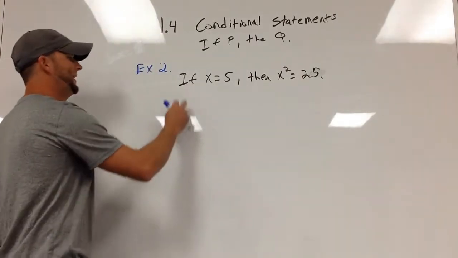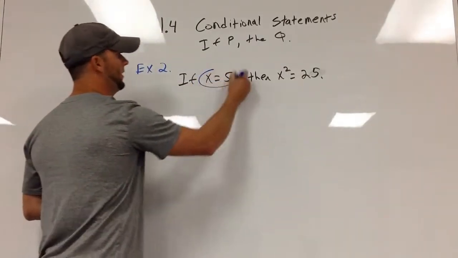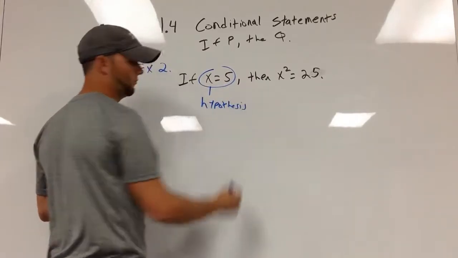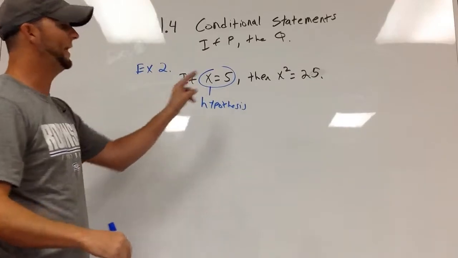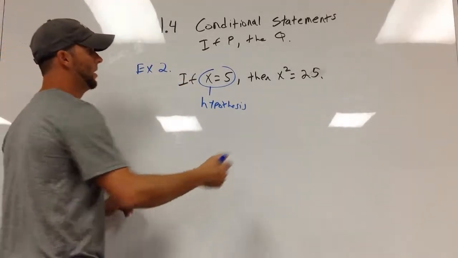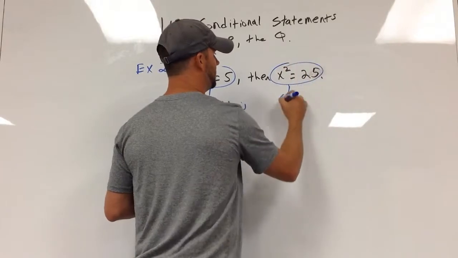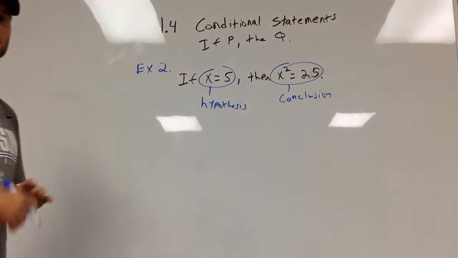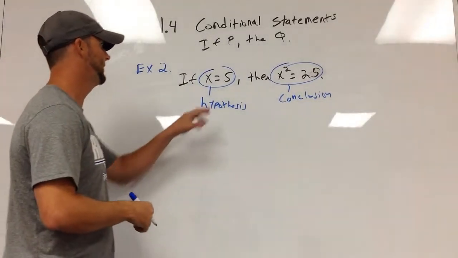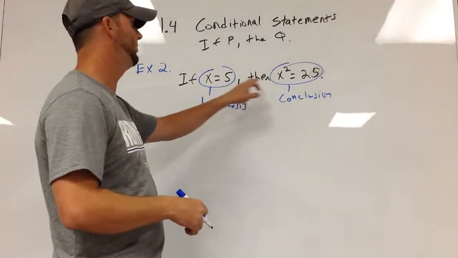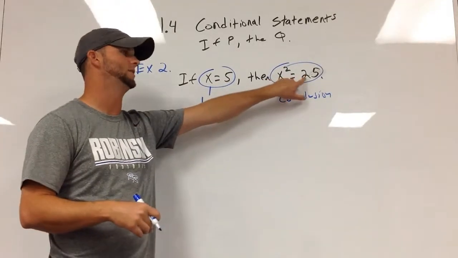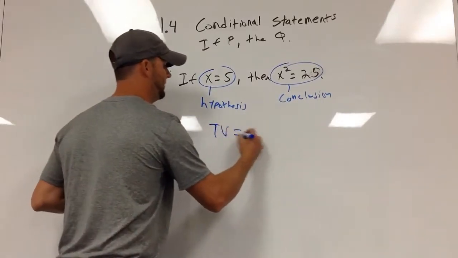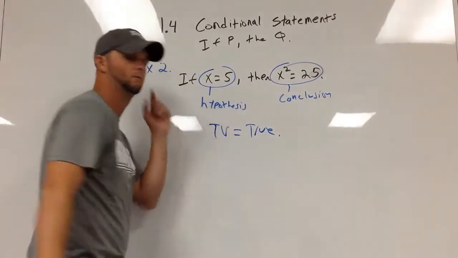I told you guys, anything that comes after the if is always your hypothesis, and you'll rewrite that on your paper. Then anything that comes after then is always your conclusion, so you'll write that in your paper. Let's test the truth value of this. If I took x equals 5 and plugged it in for x, 5 times 5 is obviously 25, so that makes this true. The truth value of this statement is true.